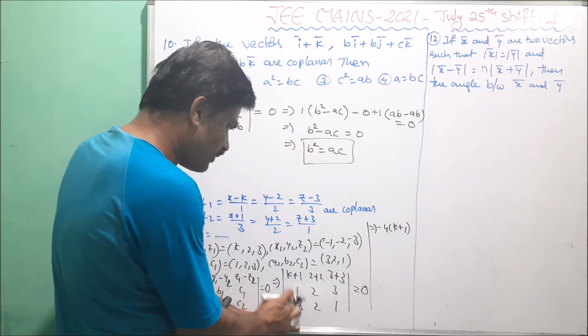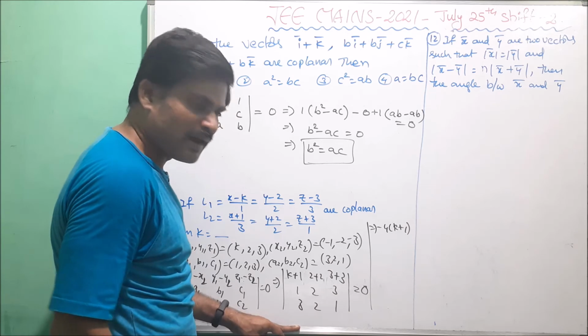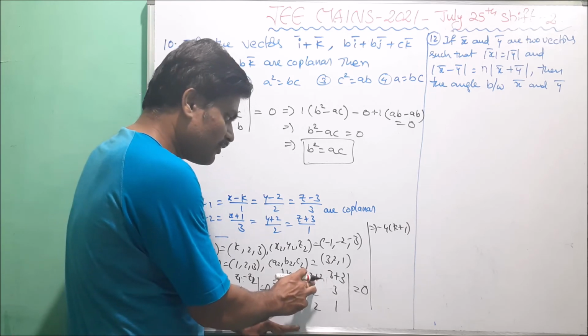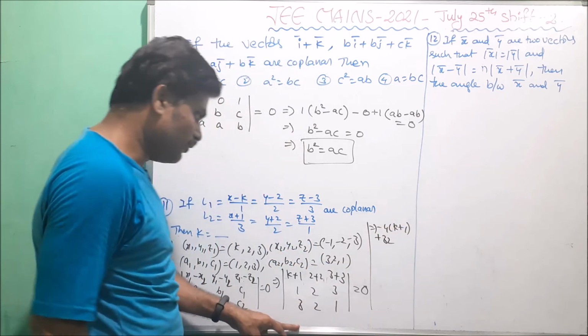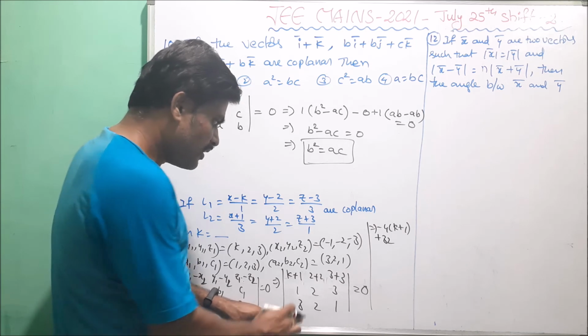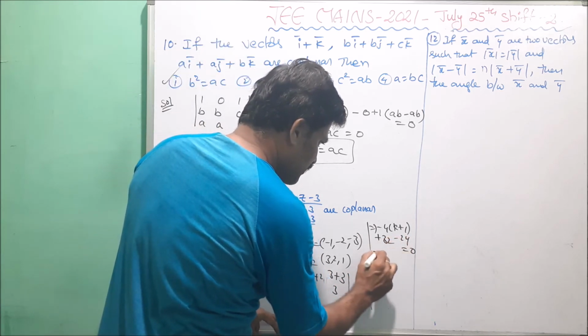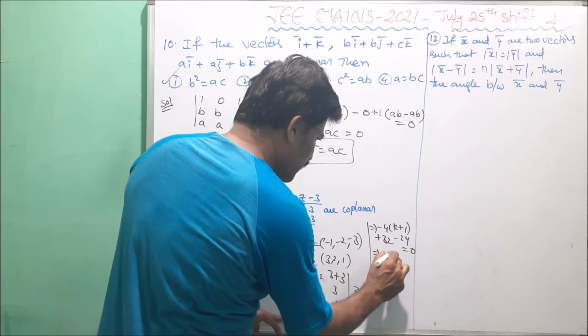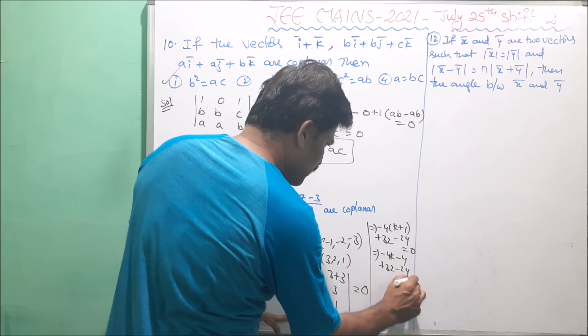Similarly in that we have to write 1 1 is 1, minus 9. 1 minus 9 means minus 8. Minus 8 into minus 4, that is plus 32. In that we write 2 minus 6, that is minus 4. Minus 4 into 6, minus 24. That value will be equal to 0. This is minus 4k, minus 4 plus 32, minus 24 equals 0.